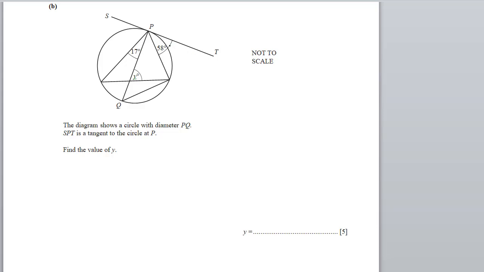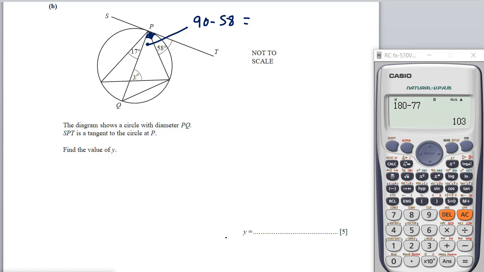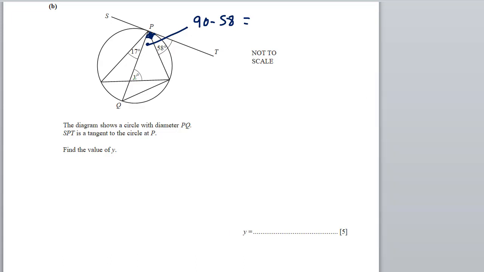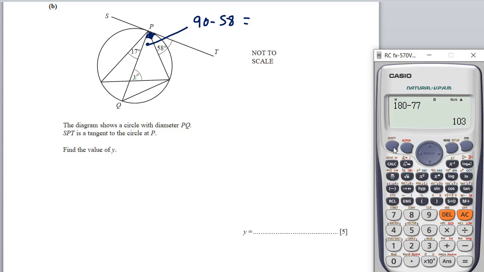This is a tangent and this is a diameter, so this angle now is 90. So this angle here is equal to 90 minus 58, which is equal to 32. So this angle is equal to 32.